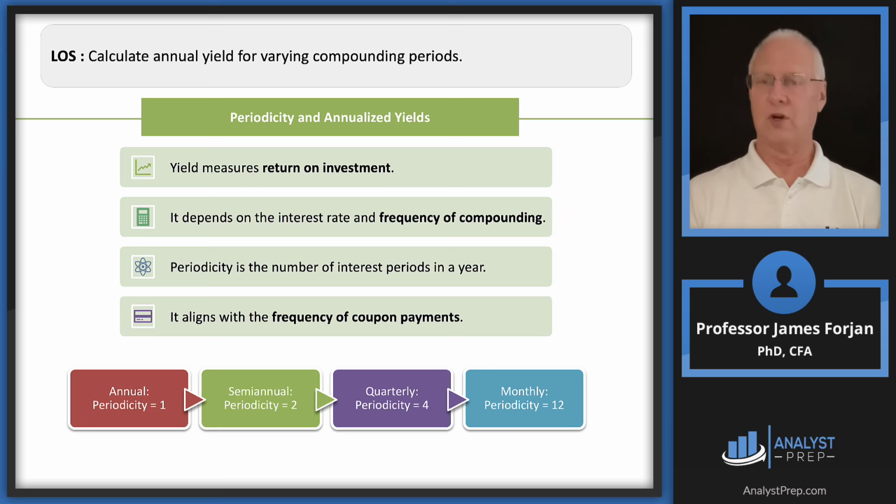The yield to maturity on a bond is the required return on the bond, and it measures the return on investment, and it's going to depend on the frequency of compounding. Look down at the bottom. Issuers can pay coupons to their bondholders once a year, twice a year, 4 times a year, 12 times a year, 50 times a year, 100 times a year. I mean, issuers could do almost anything they want. Most bonds pay interest twice a year.